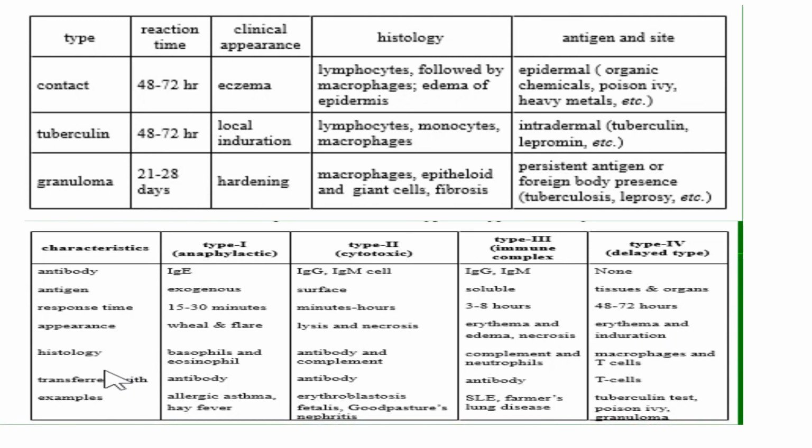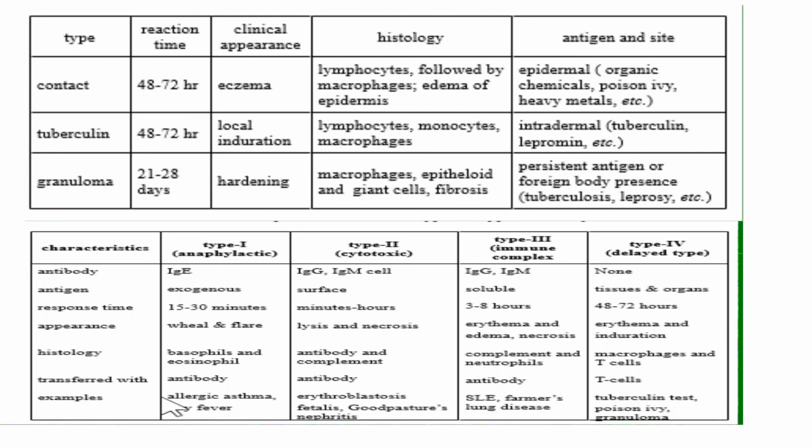What about the histological appearance? In type 1 is the basophil and eosinophil infiltration. Type 2, antibody and complement. Type 3, complement and neutrophils. Type 4, macrophage and T cells. The transfer is with antibody in type 1, antibody in type 2, antibody in type 3, and T cells for type 4.